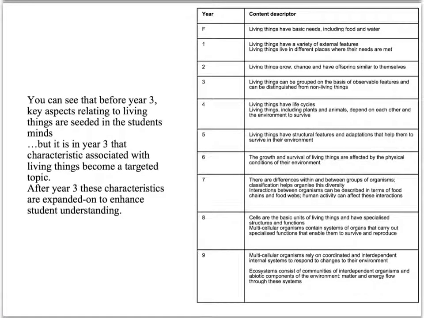The Australian Curriculum of Science links concepts together, and this is really evident in the biology theme. As you can see, before Year 3, key aspects associated with living things are seeded in the students' minds, but it is actually in Year 3 where the concepts associated with living things are targeted. After that, these characteristics are expanded on to enhance student understanding.